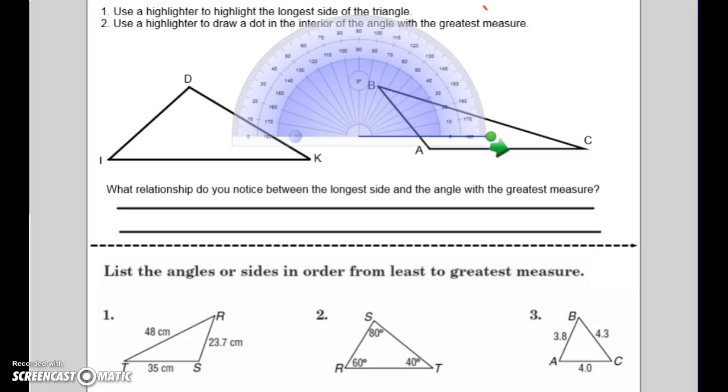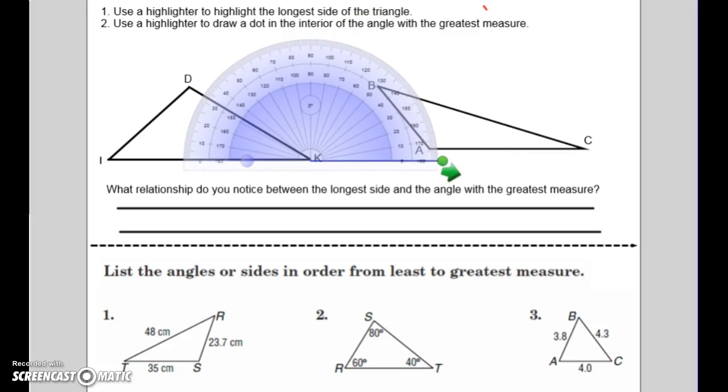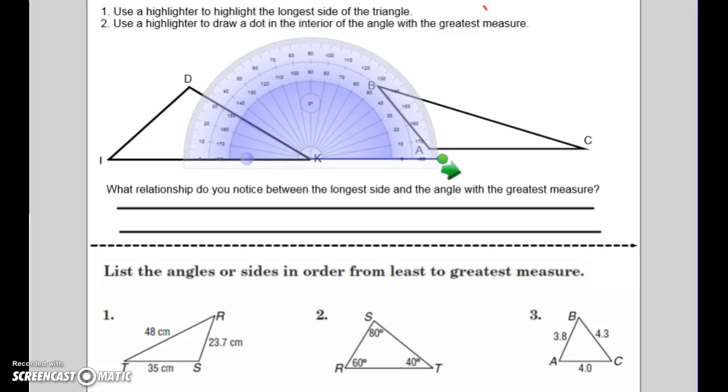Okay, on yours, right here, do you see the little semicircle in the middle? That little spot right here goes on the point of the angle you're trying to measure. So I'm going to measure angle K. And you need to make sure that this bottom line lines up with the side that you're trying to measure. So I'm going to move this back to where it lines up.